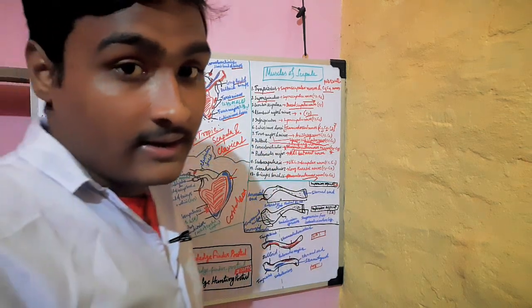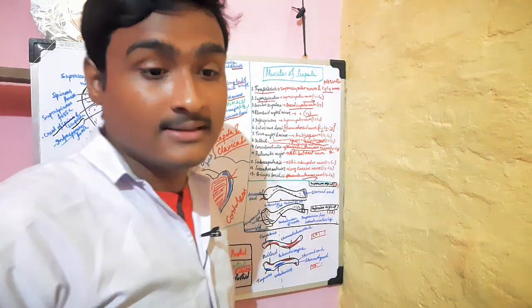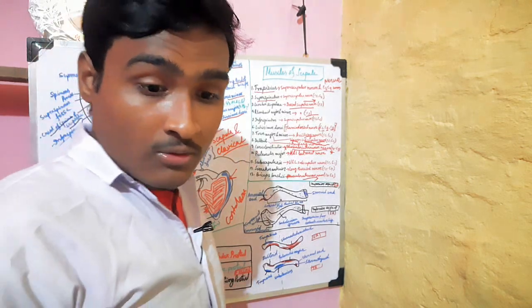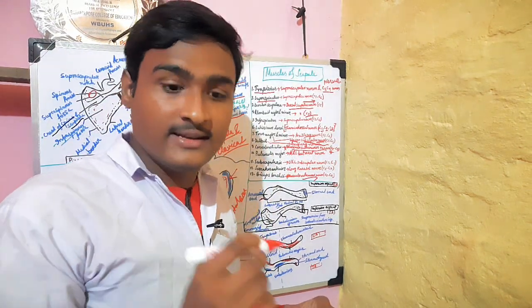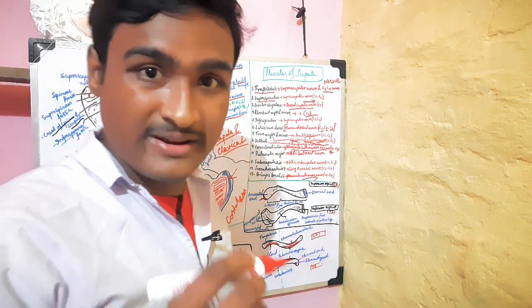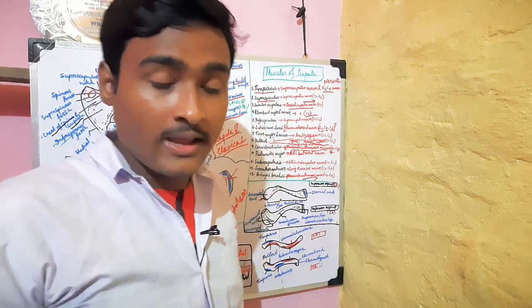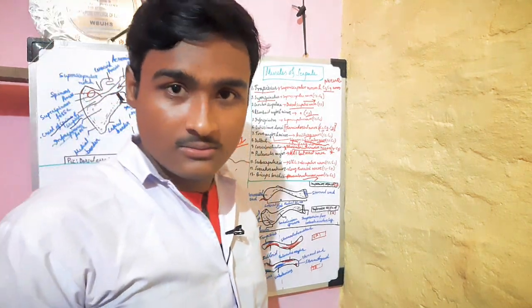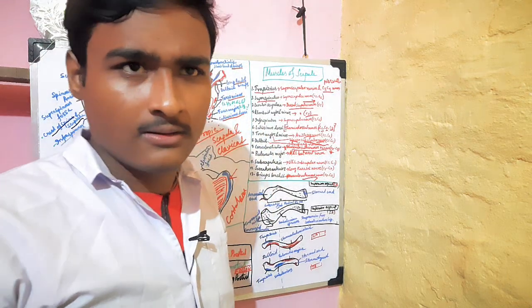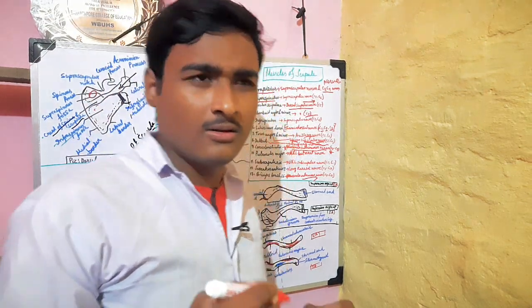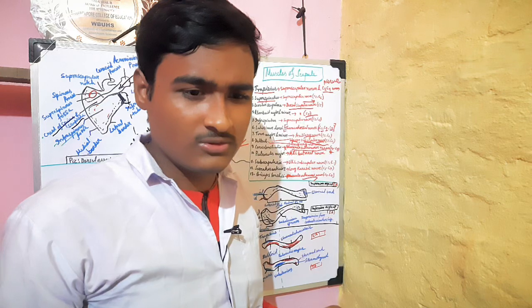And next we will describe the clavicle. The clavicle is a long bone. It has two ends, medial and lateral. It has very many peculiarities, unlike the other long bones in our body.